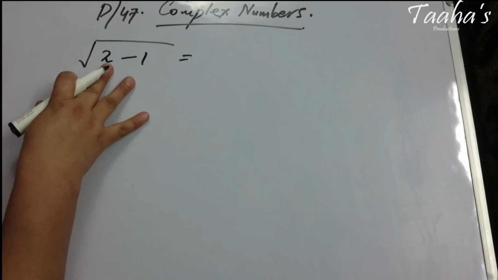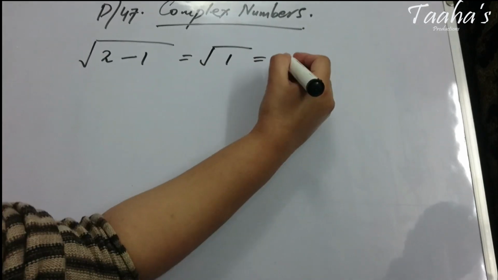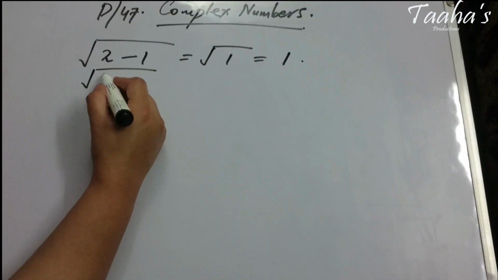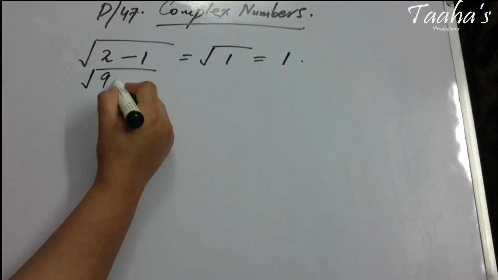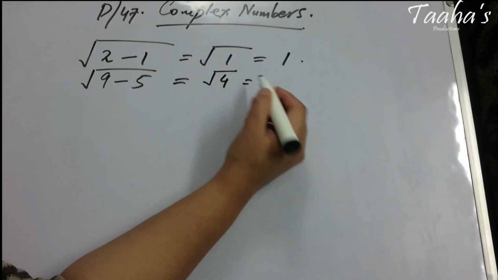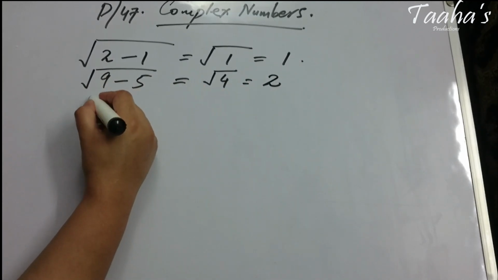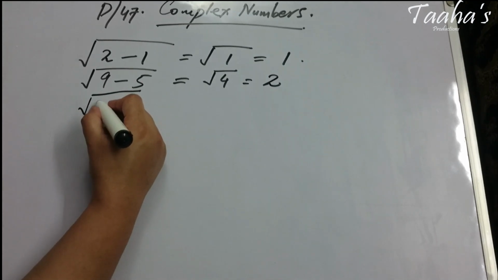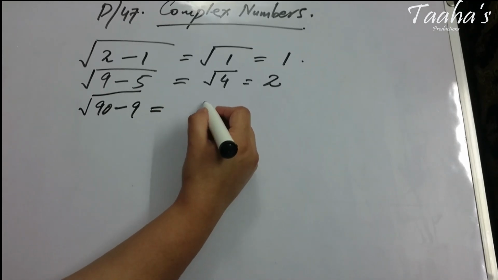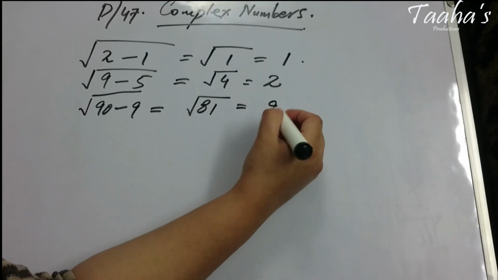Girls, when I subtract 1 from 2, its answer is 1, and you know the square root of 1 is 1. Again, another pair of numbers: 9 minus 5. Under root of 9 minus 5 is 4, and you know the square root of 4 is 2. Another pair of numbers, let's suppose 90 minus 9. The result is 81, and you all know that the square root of 81 is 9.